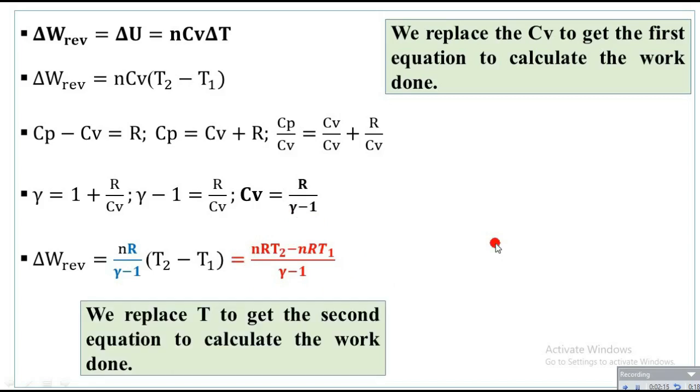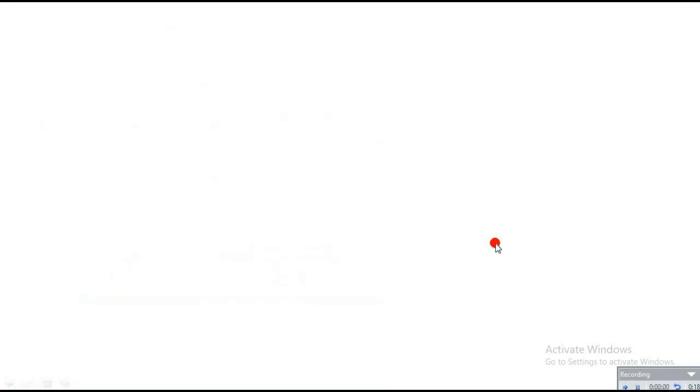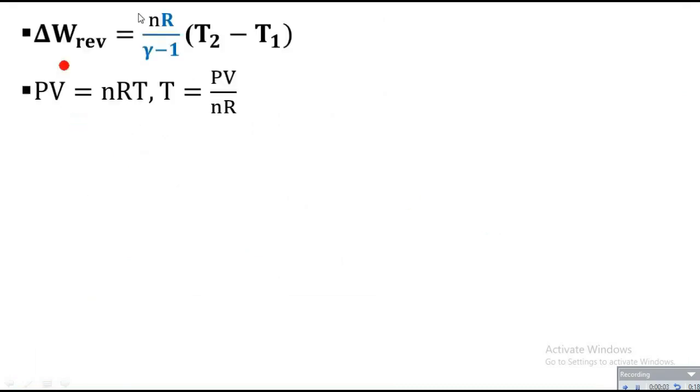Then to get the second equation to calculate the work done, we can replace T. By using the formula we have, we're going to replace this T by its value. We know PV is equal to nRT. The temperature is equal to PV divided by nR. That means the temperature will be equal to PV divided by nR.